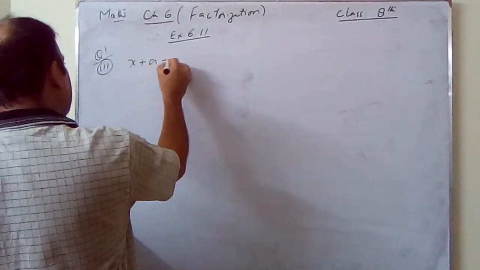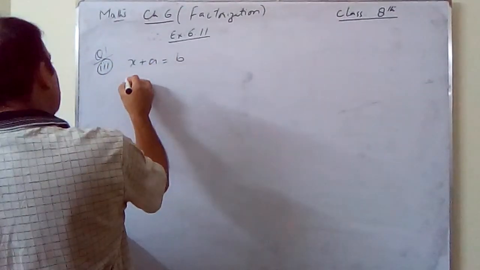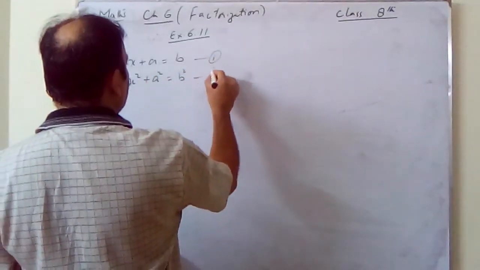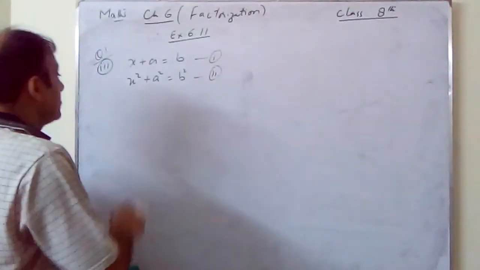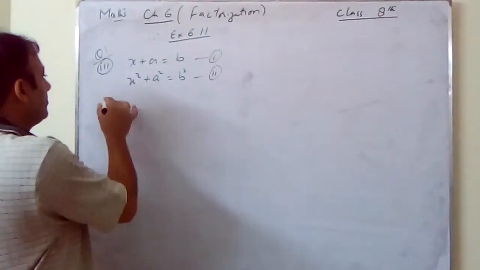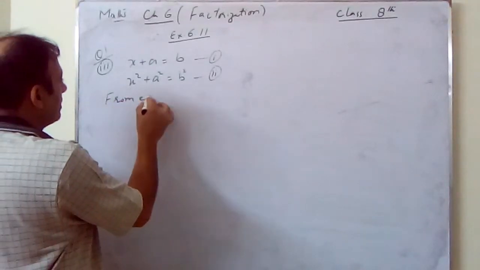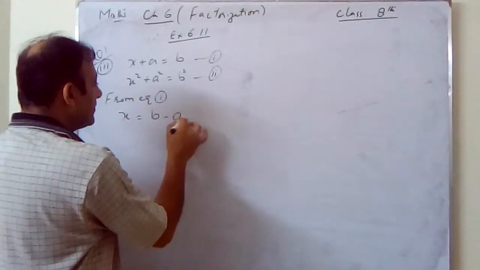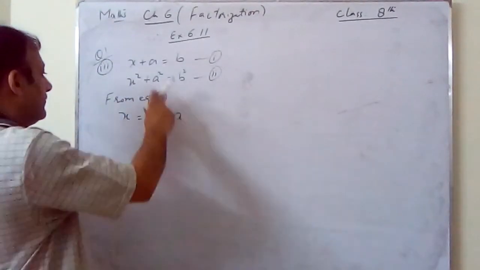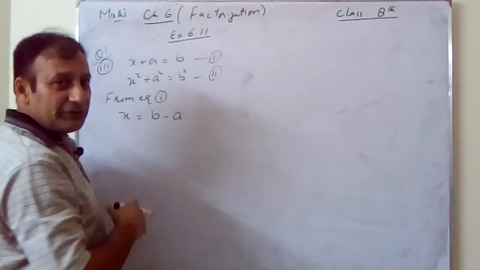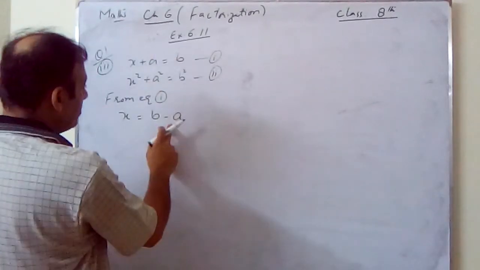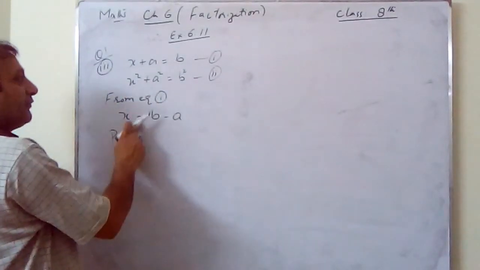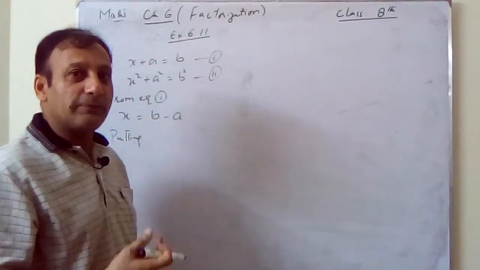x plus a is equal to b, and x square plus a square is equal to b square. This is a square form, so we take the value from equation 1. x is equal to b minus a. Shift this value a from left to right, so the sign is changed, so b minus a. Putting this value in equation number 2, we have taken this value from equation 1, so now we will put this value in equation number 2.